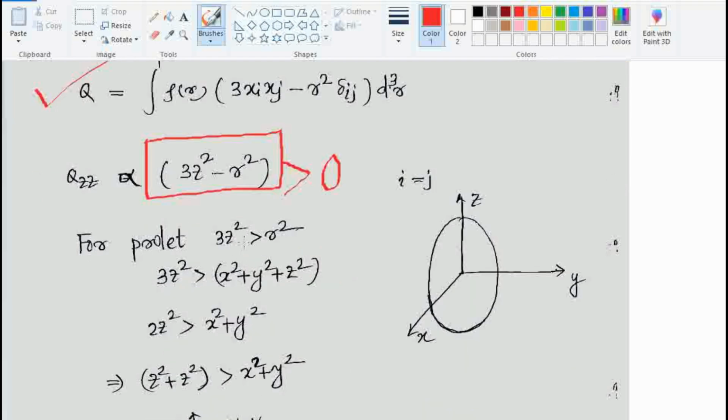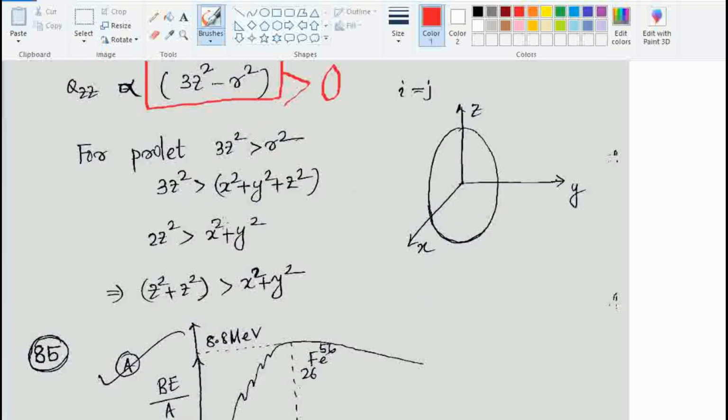So when this term is greater than 0, that means 3z square will be greater than r square, and you know the value of r square. R square is x square plus y square plus z square. So now on both sides, if you cancel one z square term, then you will get 2z square greater than x square plus y square. So what does that mean?